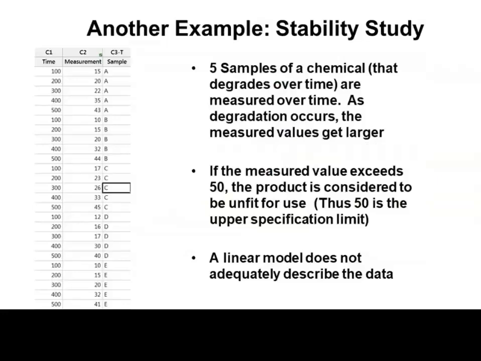And I wanted to talk a little bit about how the world is not necessarily normally distributed, and linear models also don't explain every relationship that we see. So I just want to illustrate that. It's a similar idea. The values are going up. We've got data from different samples. We know the times. The spec limit's 50. But in this case, as we're going to see, a linear model does not adequately describe the data.